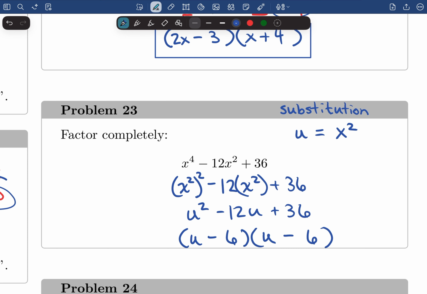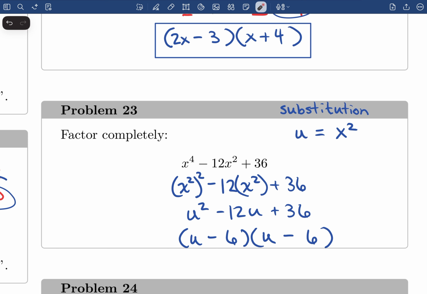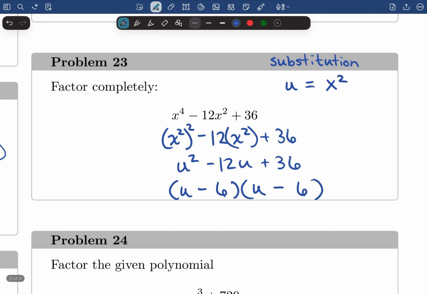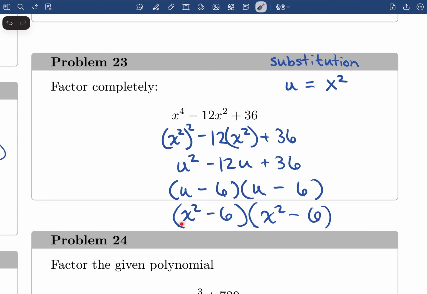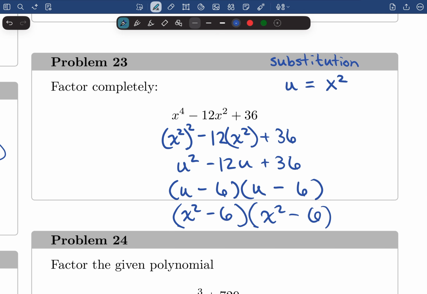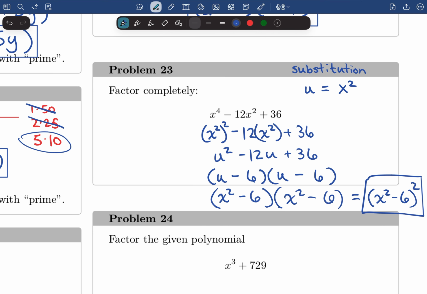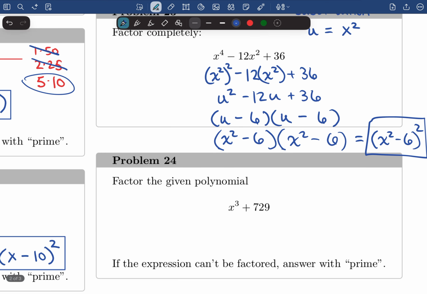And then I recall that, wait, I said that u was the same thing as x squared, right? So u is the same thing as x squared, so I can replace u's with x squareds again. And there's one last thing that you might notice, that I'm multiplying the same thing by itself. This is x squared minus 6 times x squared minus 6. Well, we can write that as x squared minus 6 squared. Because that's a binomial multiplied by itself, we can say that that's the binomial squared. And so that's the simplest format that I would write this answer in.